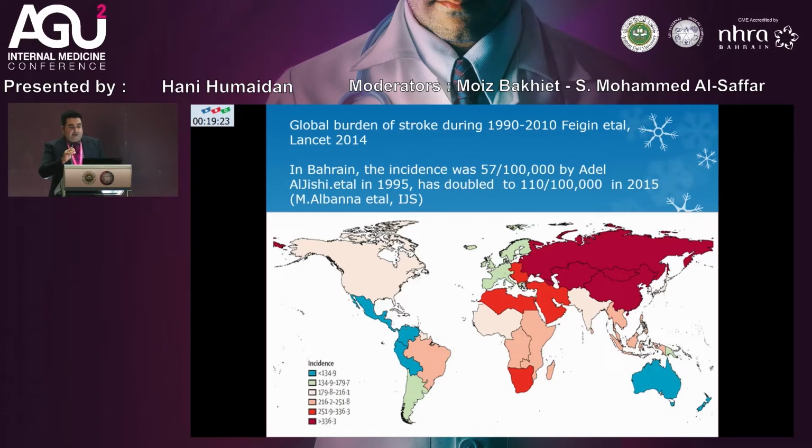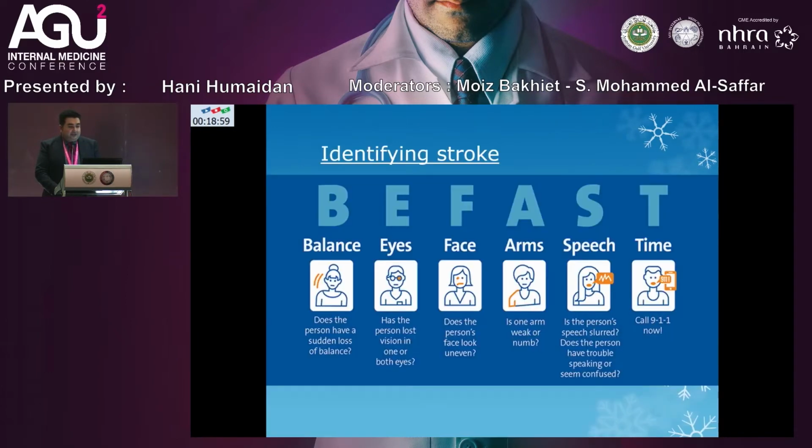What about the local data? There was an old study in 1995 by Dr. Adil Jishi. It was estimated to be 57 per 100,000. A more recent trial that I participated in was published in the International Journal of Stroke 2015 by Munal Benna et al. It has doubled, so it has reached 110 per 100,000, and it's estimated to be on the rise as well.